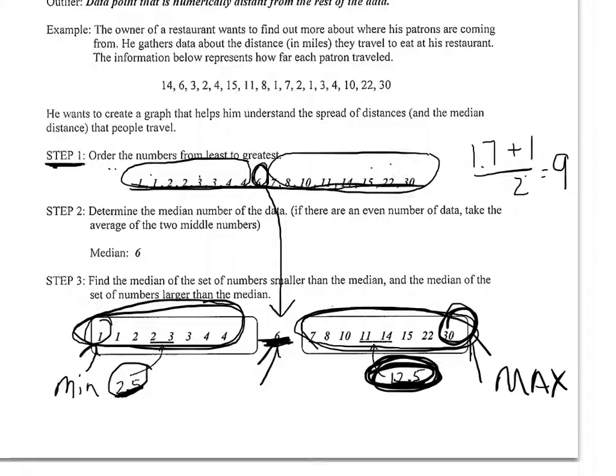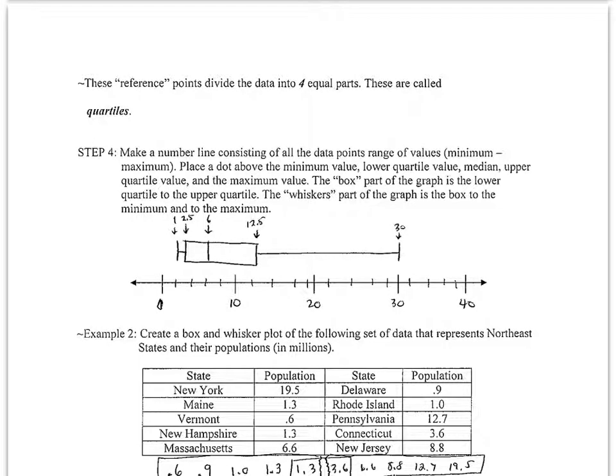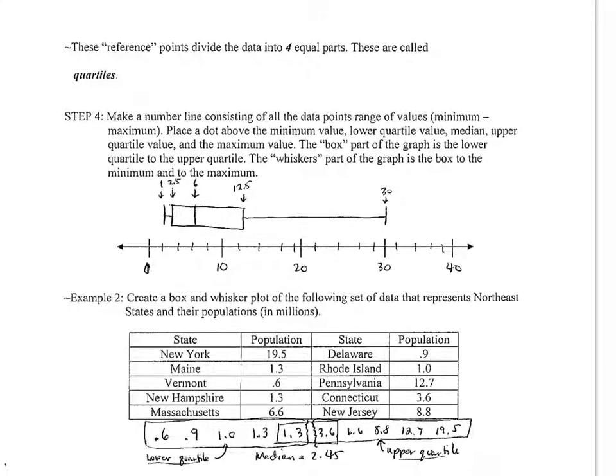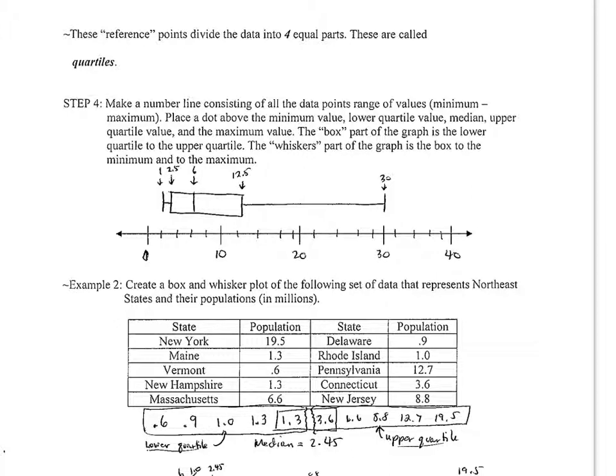So we're going to continue to the next page. These reference points divide the data into 4 equal parts. These are called quartiles. So 1/4 of my data is the same as 25%. So each section of the data represents 25%.